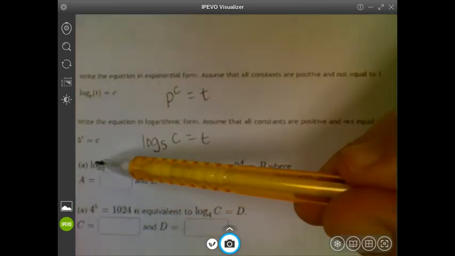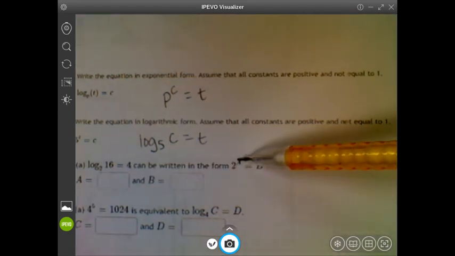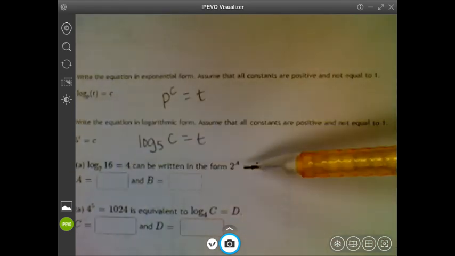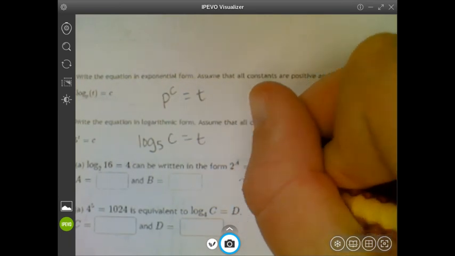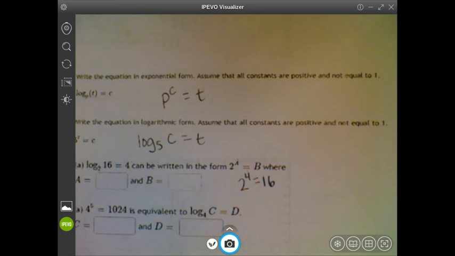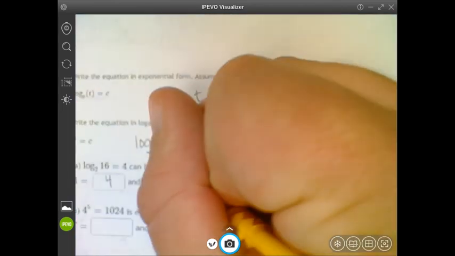All right, here's a few more. Log base 2 of 16 equals 4 can be written in the form 2 to the power of A equals B, and then it wants to know what A and B are. So what it's really saying is take this log, convert it, and A is the exponent and B is what it equals. So if you were just going to convert this, this would be 2 to the power of 4 equals 16. Just the conversion like we did on the last page. And so A would be 4 and B would be 16.